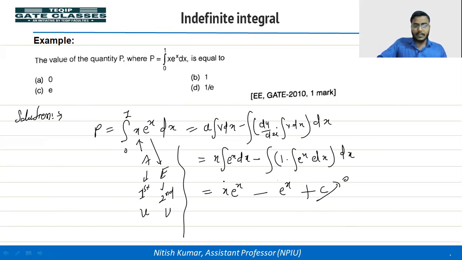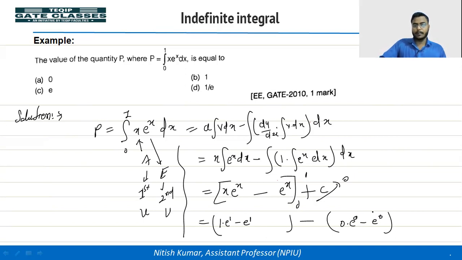So after the integration we got, we can write like this, 0 to 1. Now put the value 1, then 0. So 1 into e to the power 1 minus e to the power 1, minus 0 into e to the power 0 minus e to the power 0.